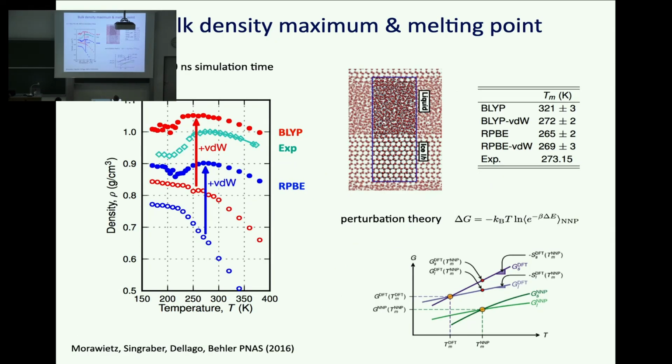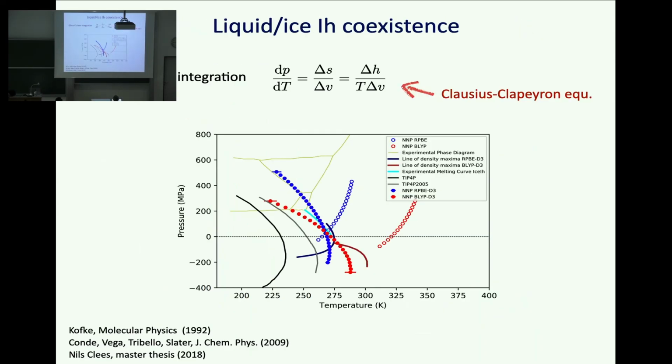Now, these numbers look good, but how good are they really? Turns out, I hesitate to say it, but it looks like a coincidence, because if you compute the coexistence curves in the phase diagram at higher pressures or at negative pressures, then you find deviations from the experimental curve, which is this one.